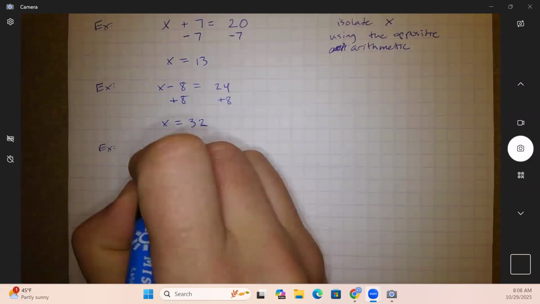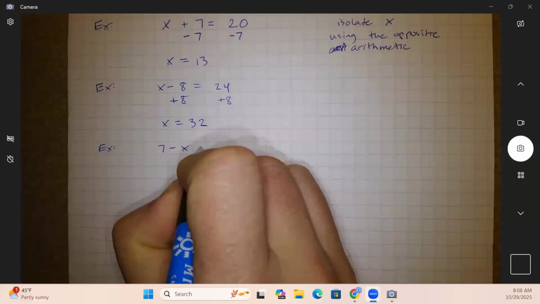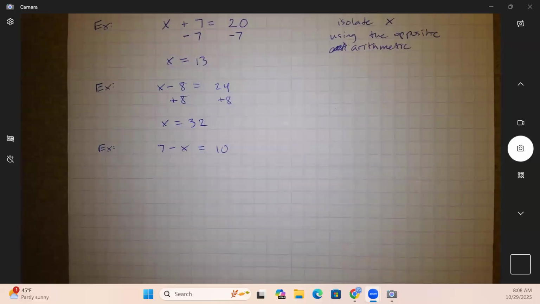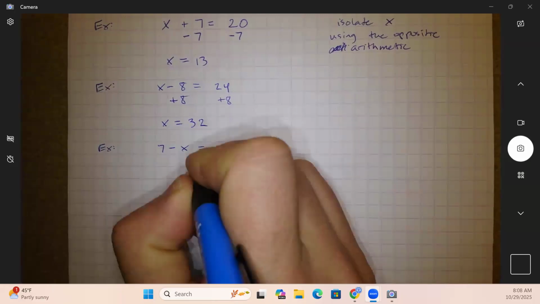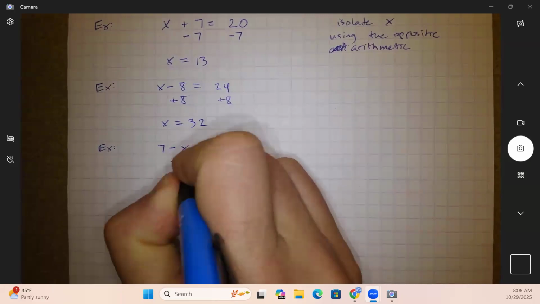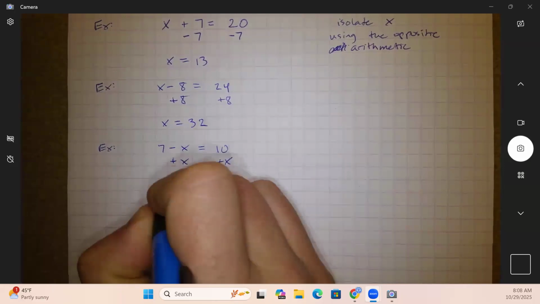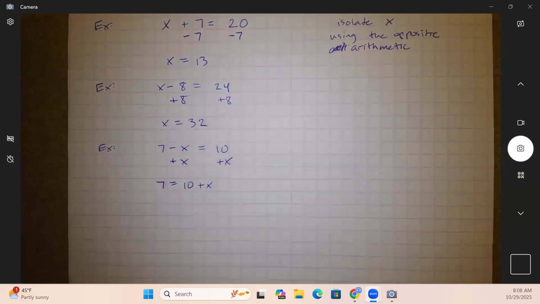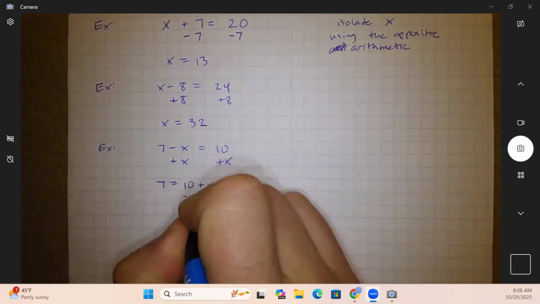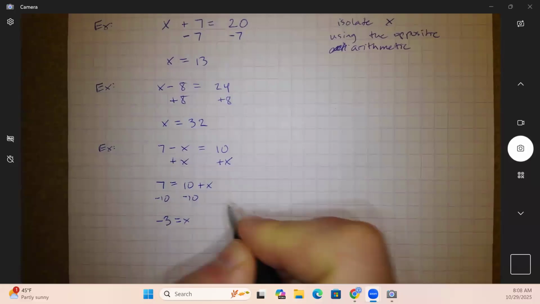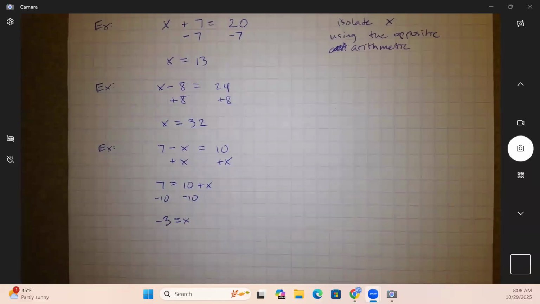Sometimes you get the x as a negative. And we can approach this a couple different ways. One way is to say, well, I don't want the x to be negative, so I'm going to add x to both sides. And I get 7 equals 10 plus x. And now I'm back where I was in the first example. Things are just written in a different order. And I subtract 10 from both sides, and I get negative 3 equals x.